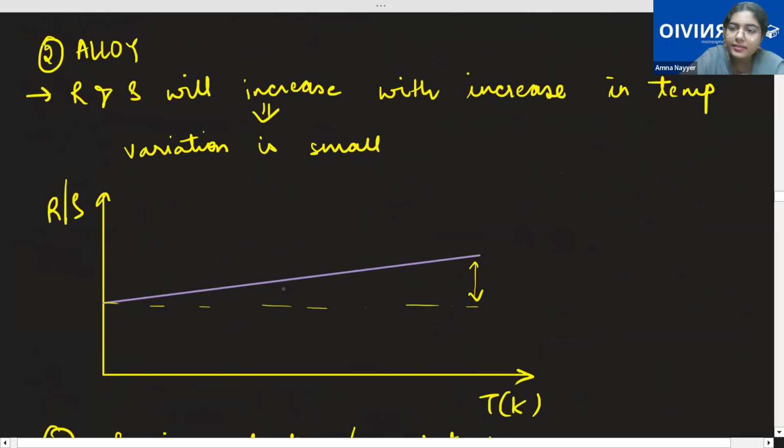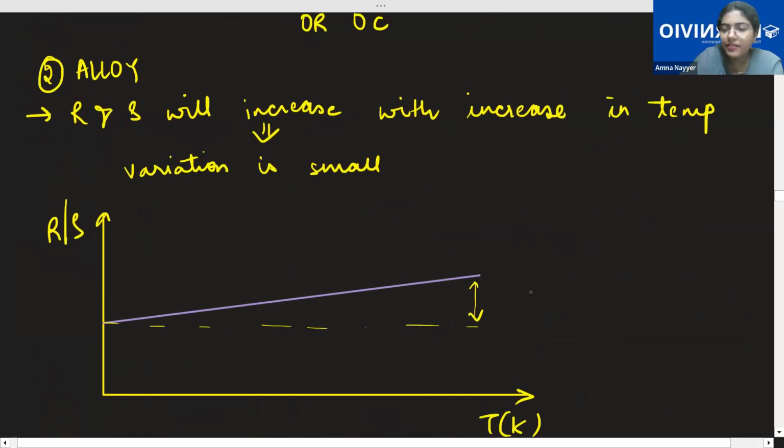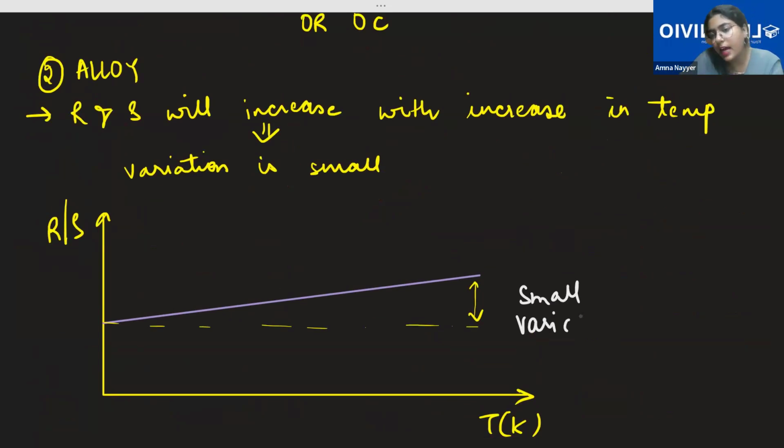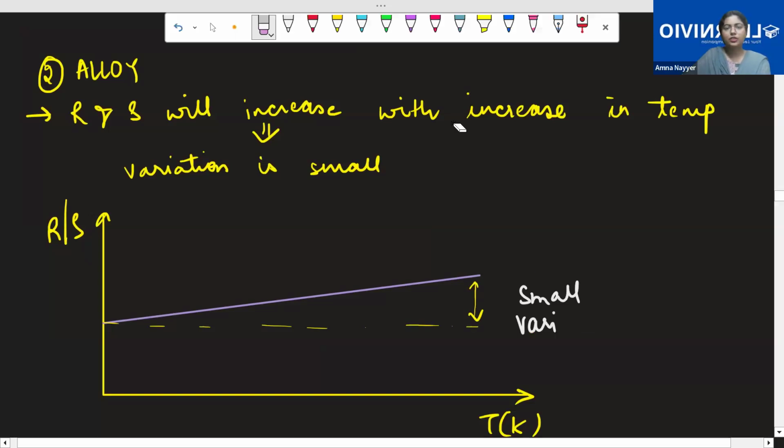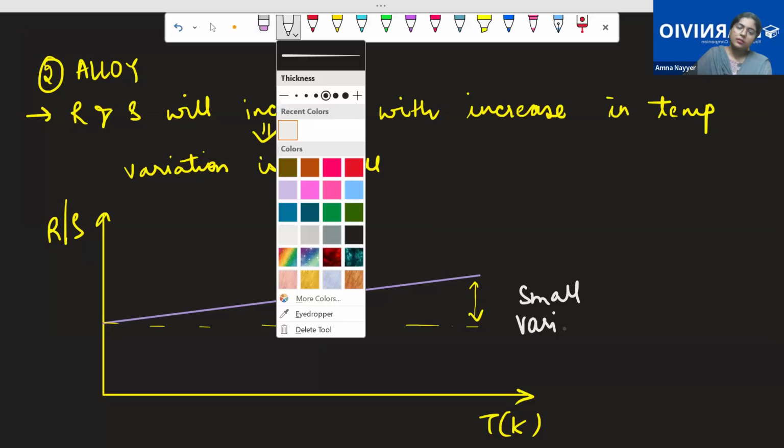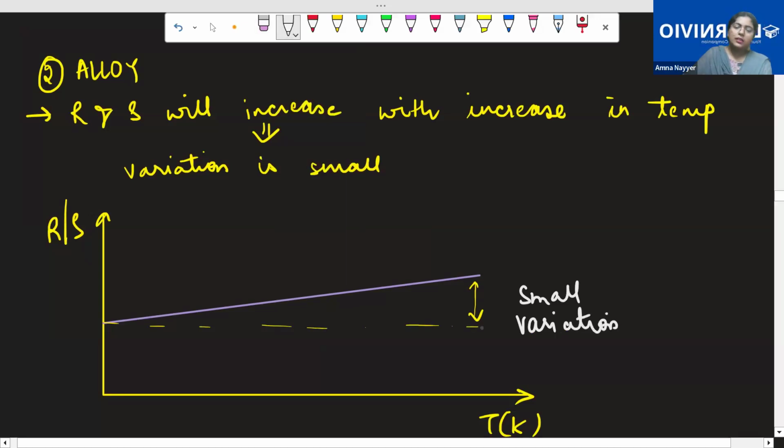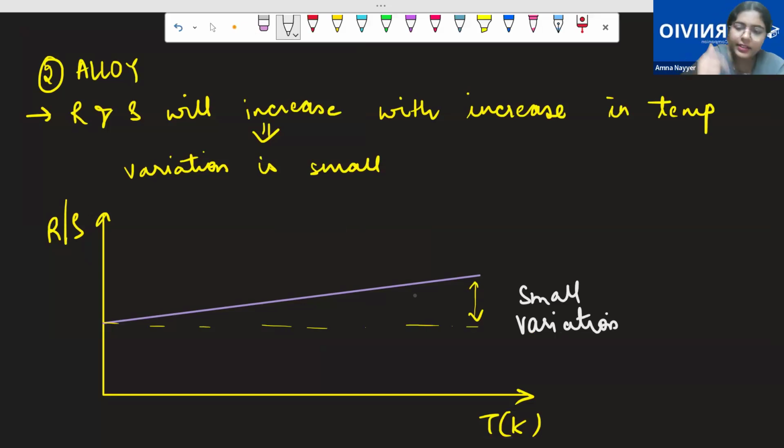For alloys, it's the same story. It's just that the variation is very small. This small gap gives a small variation. Resistance and resistivity still increase directly with temperature, but the variation is very small.